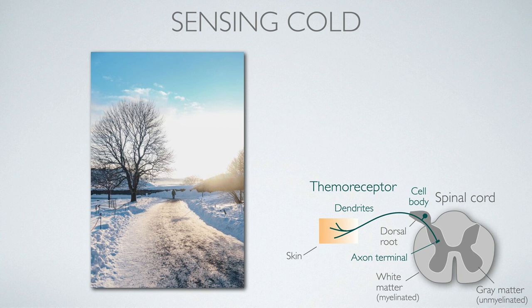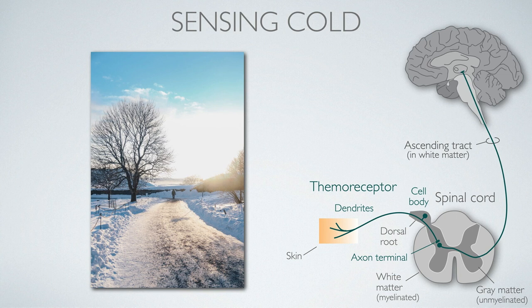So when you feel that cold at the surface of your skin, that's transduced by the thermoreceptor, and then the signal is transmitted through the axon of the thermoreceptor. There's then a chemical synapse to a neuron that is myelinated and therefore runs through the white matter all the way up to the brain. And because that transmission is approaching the brain, we refer to it as an ascending tract. And that has a particular anatomical position in the cross-section of the spinal cord.